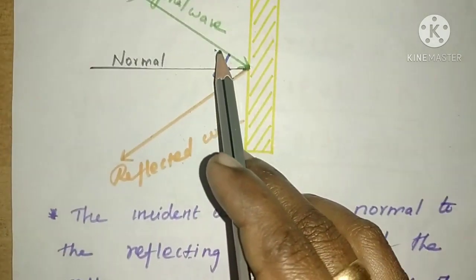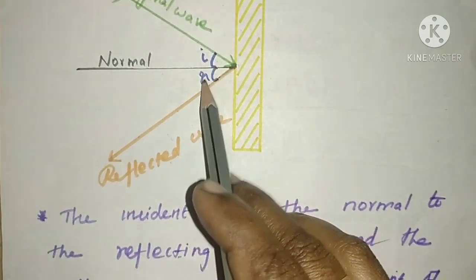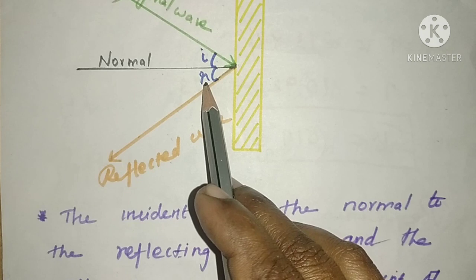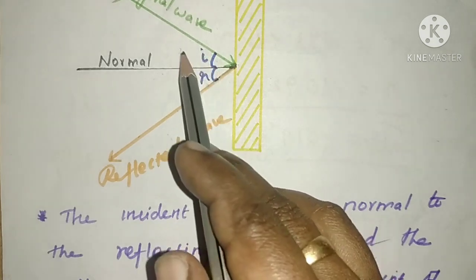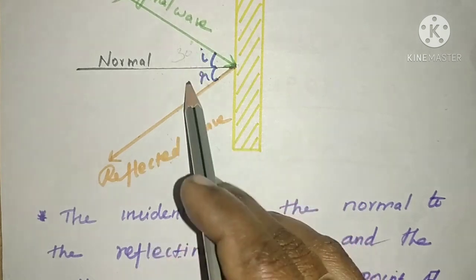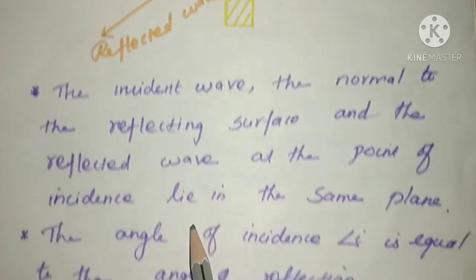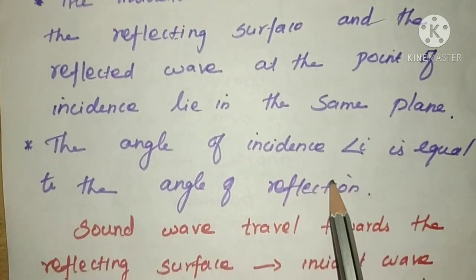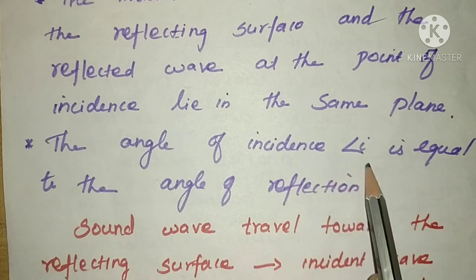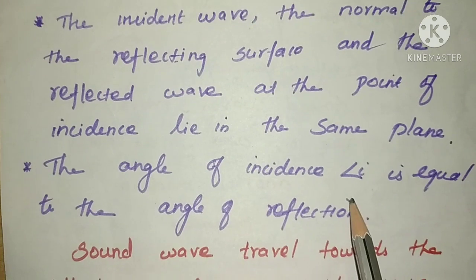The second law states that the angle of incidence is equal to the angle of reflection. These two angles will be equal. So if you get 30 degrees here, here also it will be equal to this 30 degrees. So the angle of incidence is equal to the angle of reflection. These are the two laws of reflection.